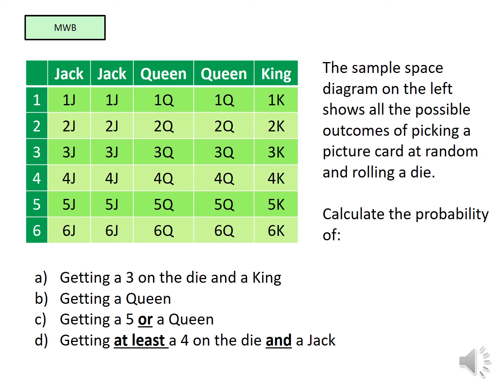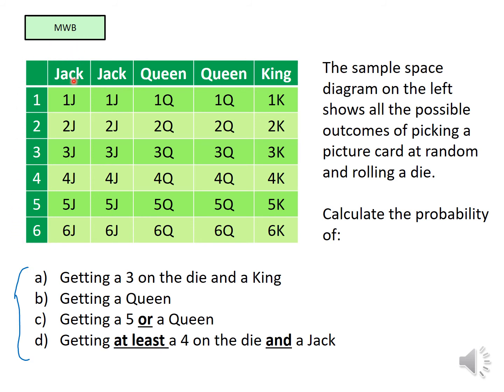Okay, what I would like you to do now is to pause the video and have a go at finding these probabilities at the bottom. These ones here. That is getting a 3 on the die and a king. So firstly, let me just quickly explain how you're going to calculate that. This region here is your sample space diagram.